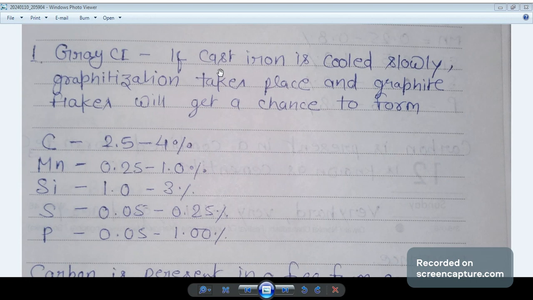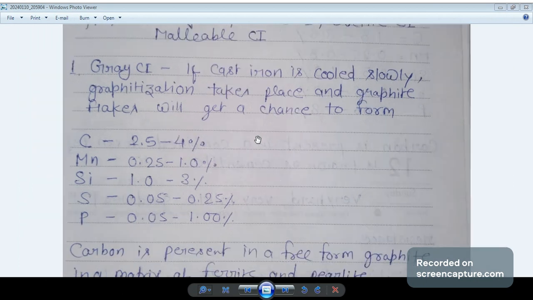If cast iron is cooled slowly, graphitization takes place and graphite flakes get a chance to form. In this grey cast iron, flakes of carbon are present between gaps, and due to these graphite flakes, it is easily machinable and soft.